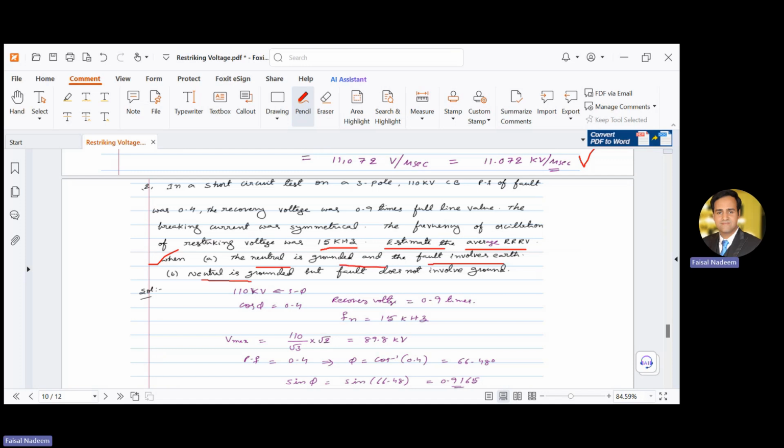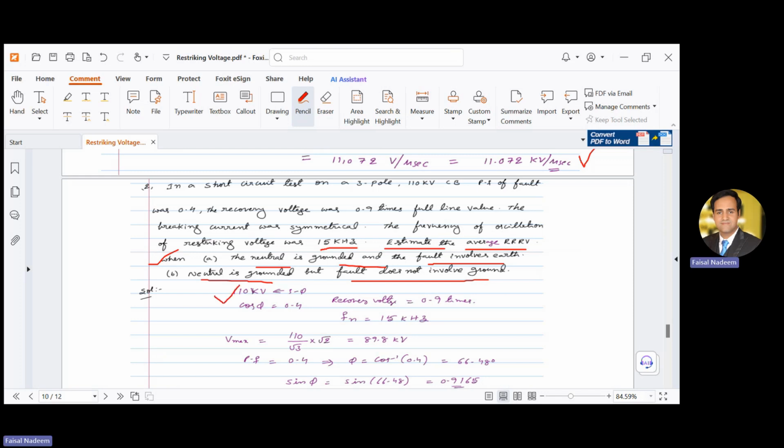The neutral is grounded, but the fault does not involve the ground. So now we have to calculate the average RRRV for two cases. First, when the neutral is grounded and the fault involves earth, and second, when the neutral is grounded but the fault does not involve the ground. First of all, we know that we have a three-pole breaker, so for the three-phase voltage we have 110 kilovolts.